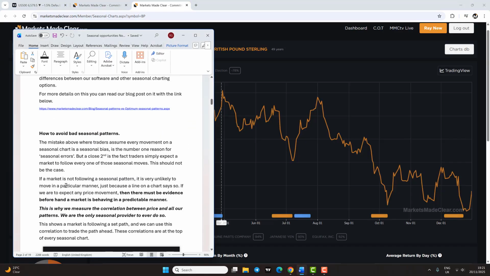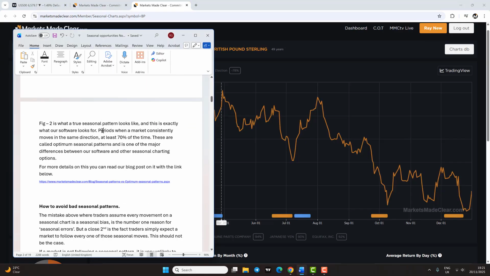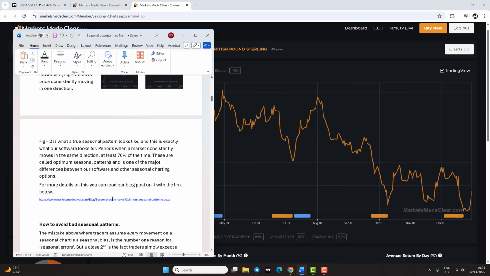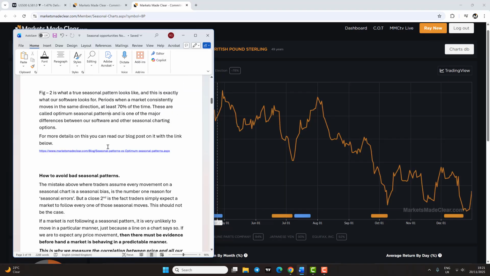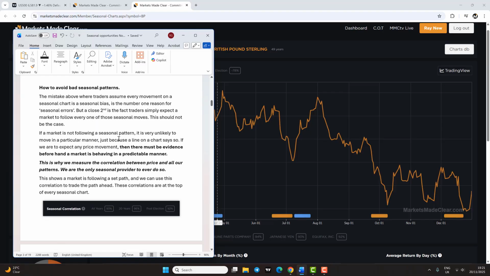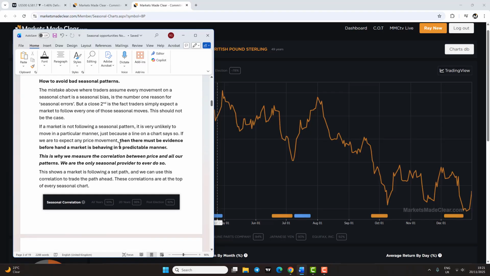Just before I move on, I did write a blog post about this. It's a while ago, but with these examples, if you want a bit more detail, there's a link in there to go through to that blog and read more, as it explains that. The second point is how to avoid bad seasonal patterns. It's not a case of the seasonal pattern being bad, it's the application of the seasonal pattern being bad.